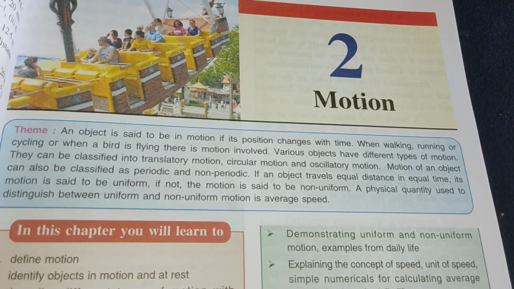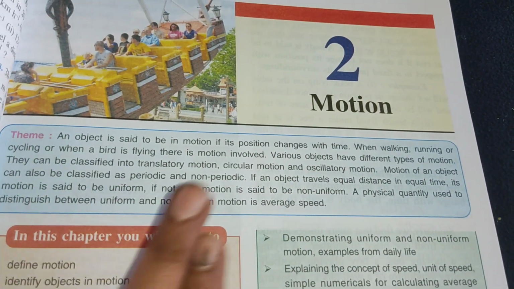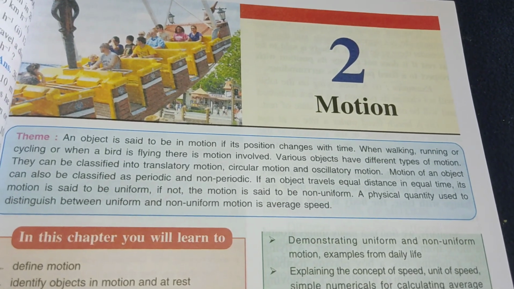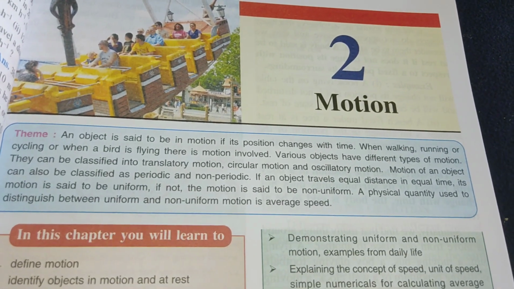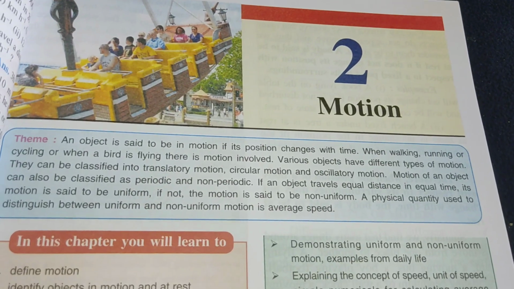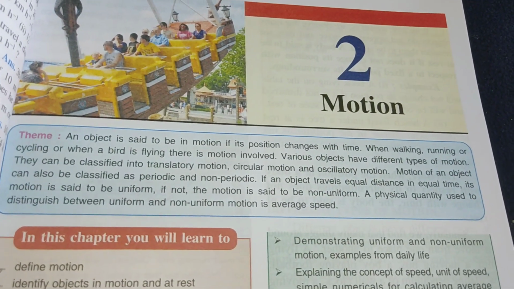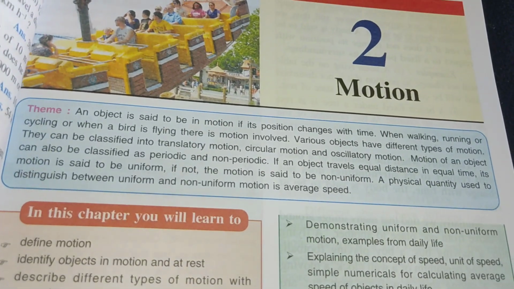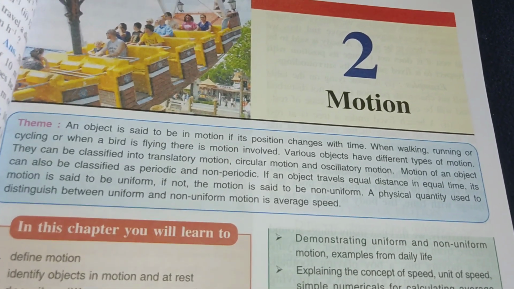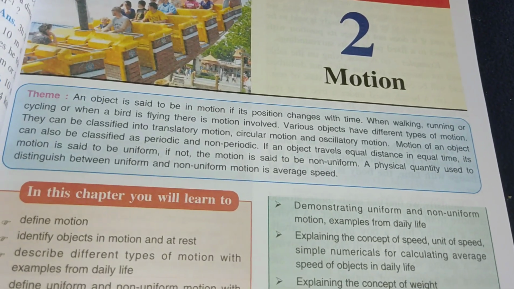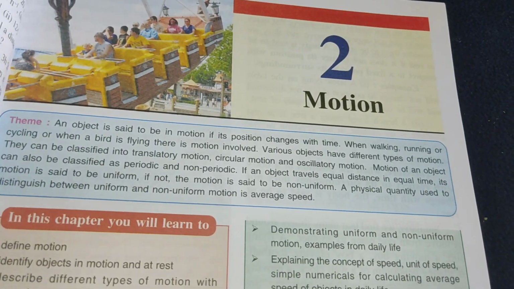A physical quantity used to distinguish between uniform and non-uniform motion is average speed. How can we differentiate whether it is uniform or non-uniform? We can distinguish it by a physical quantity called average speed. If the average speed is the same, then it is uniform motion. If the average speed is different, then it is non-uniform motion. Let's discuss it in detail.